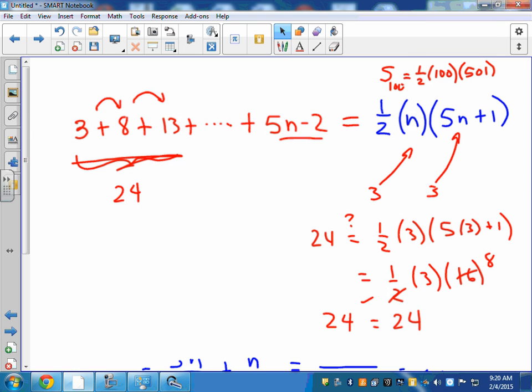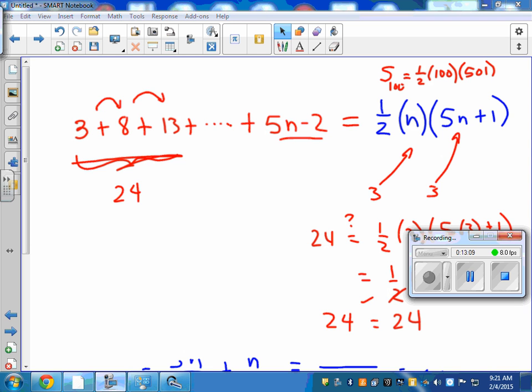Okay, so you have a homework set tonight. It's called Homework Set 2, working with these nth term generators and the nth term partial sums. Have fun.